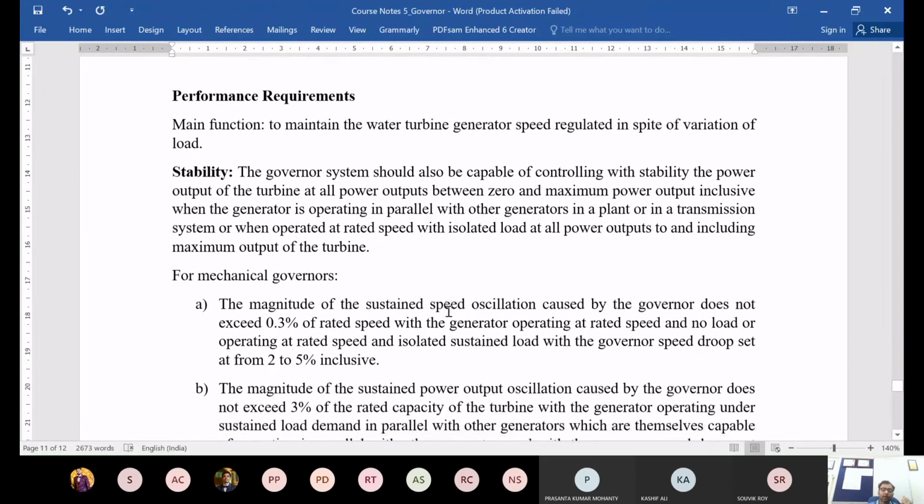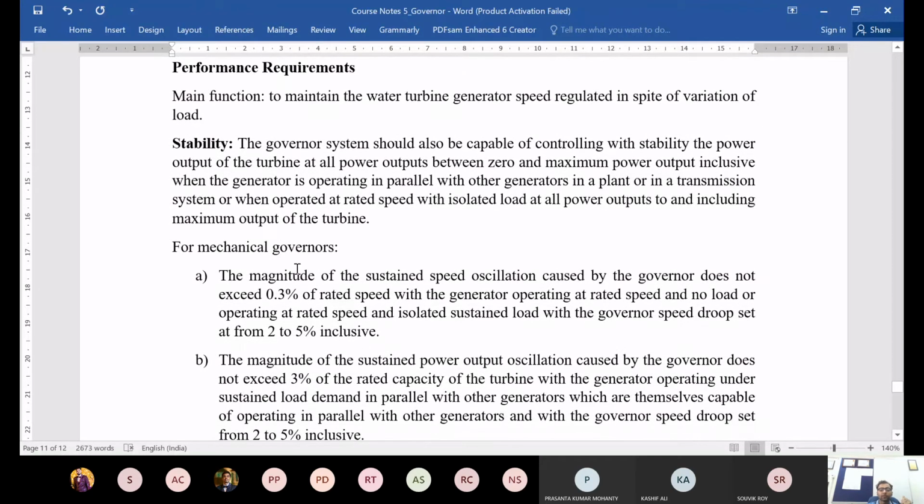So first, let's look at the criteria for the mechanical governors, just for the sake of completion. As we understand, these days we are having digital governors, but still, just to give a reference. For mechanical governors, the criteria is defined like this. The magnitude of the sustained speed oscillation caused by the governor does not exceed 0.3% of rated speed with the generator operating at rated speed and no load, or operating at rated speed and isolated sustained load with the governor speed group set at from 2 to 5%.